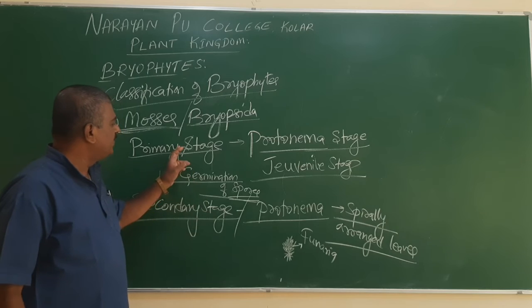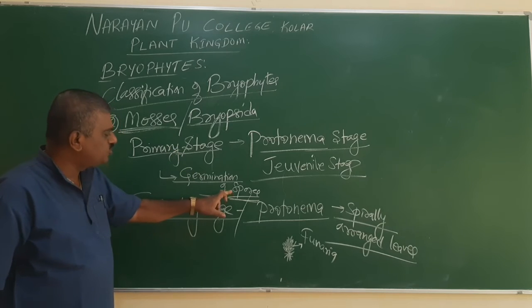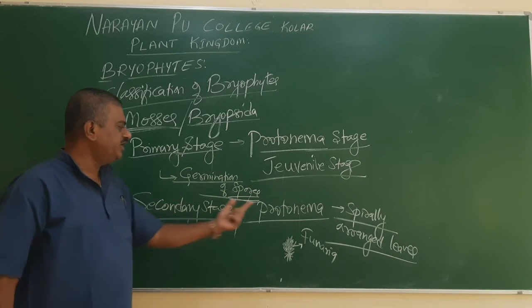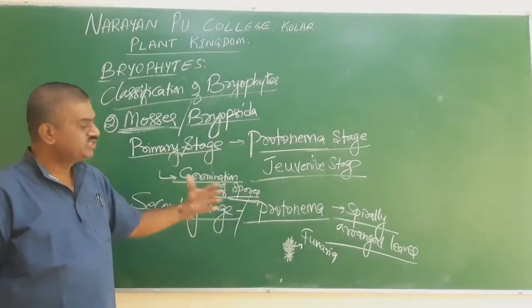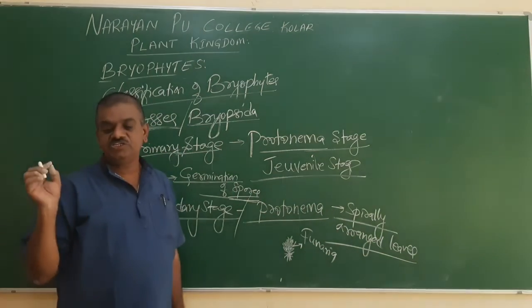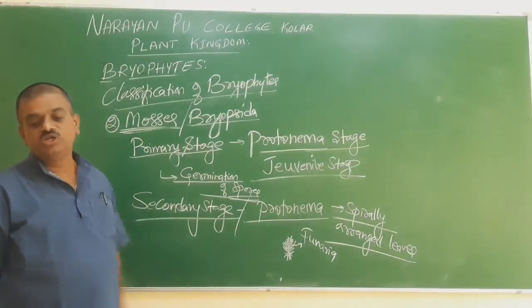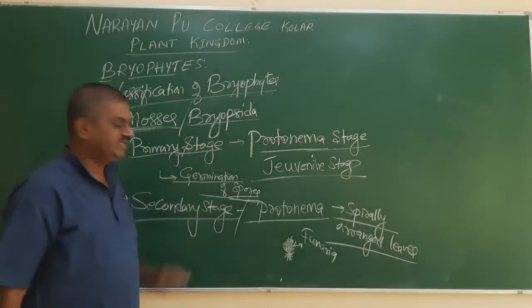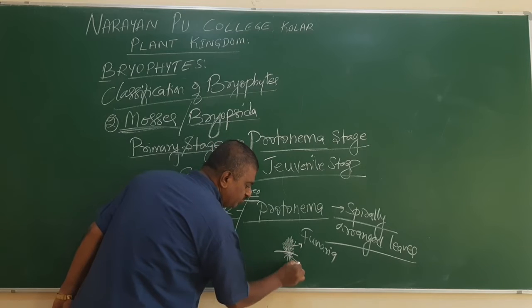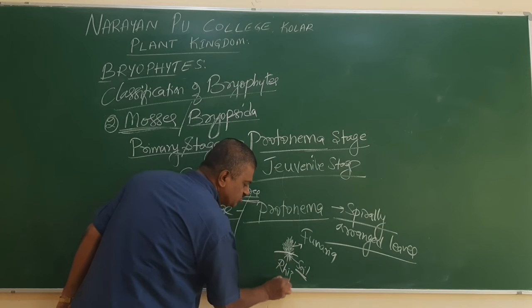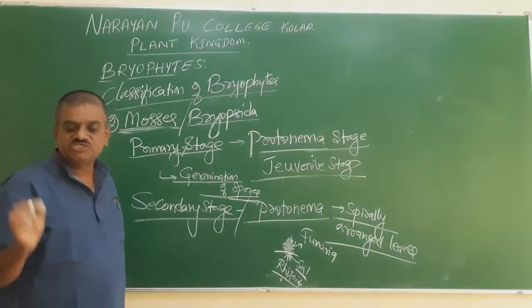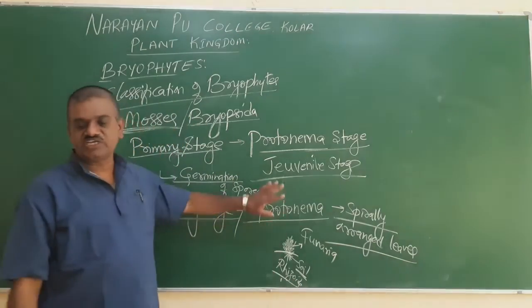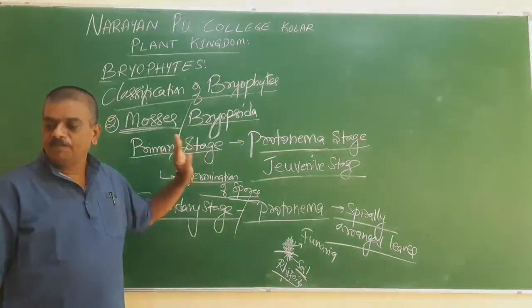So the primary stage produces spores. The primary is giving rise to secondary Protonema, and this secondary Protonema produces spirally arranged leaves. These leaves and the plant body are attached to the soil by rhizoids, and they also possess the sex organs. Here the sex organs are also being produced.